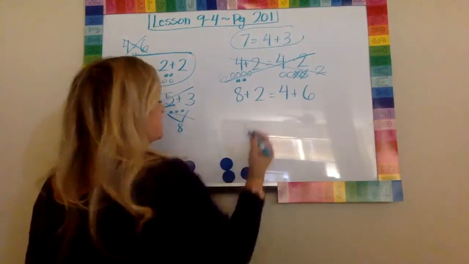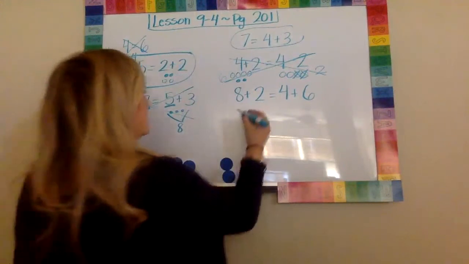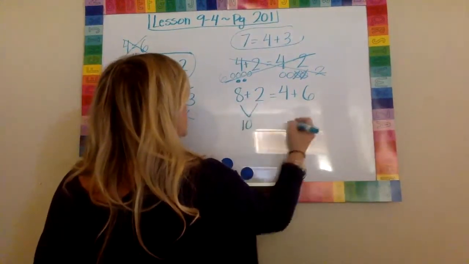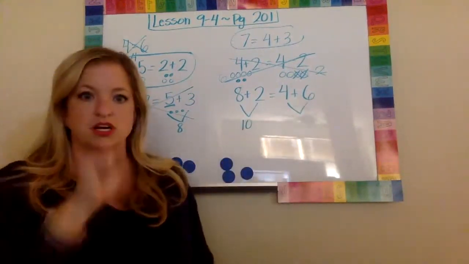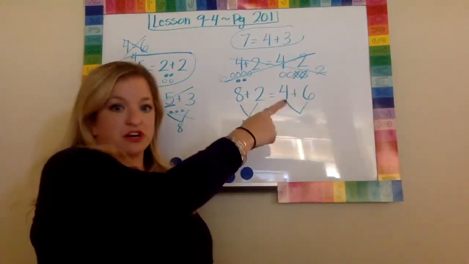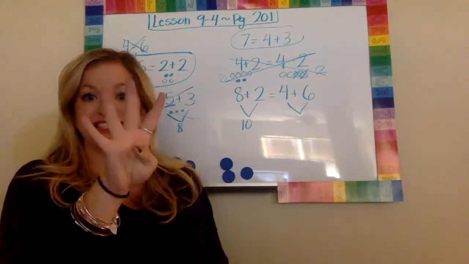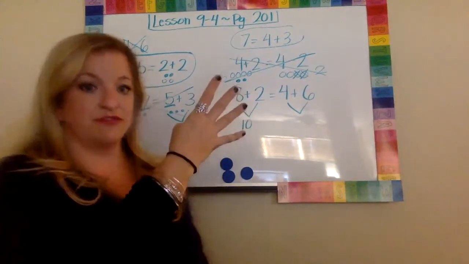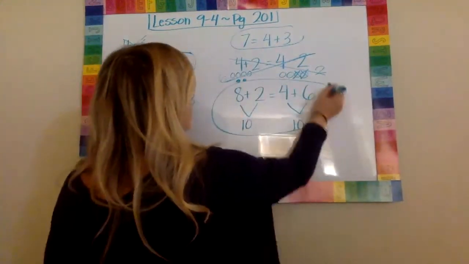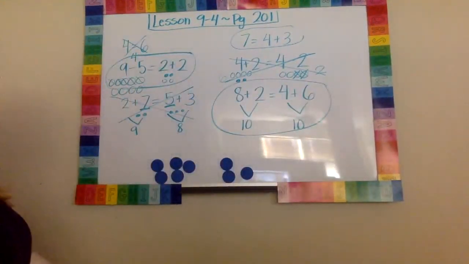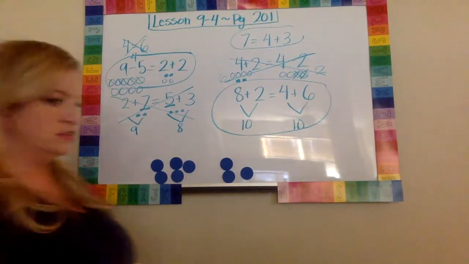Now 8, count on from 8. 8, 9, 10. These are friends of 10. Let's see what these equal. We're going to count on starting with 6 because it's the biggest number. 6, we're going to count 4 fingers and then stop there. 6, 7, 8, 9, 10. 6 plus 4 is 10. This is a true equation. So those are the equations that are true, and hopefully you understand why the ones that are false are false.